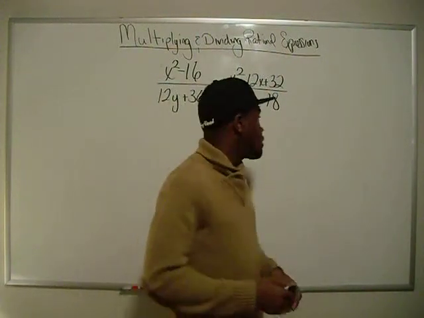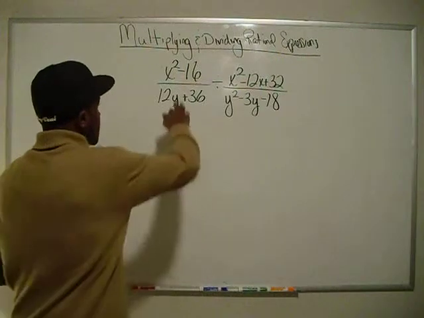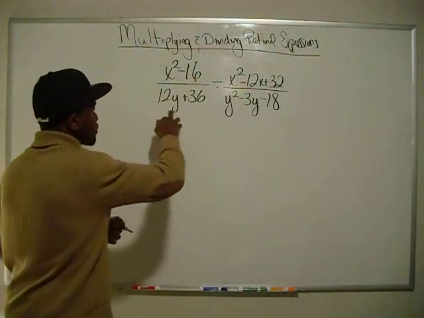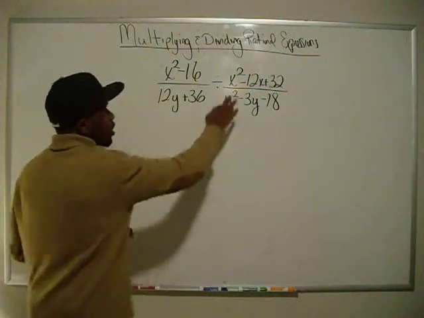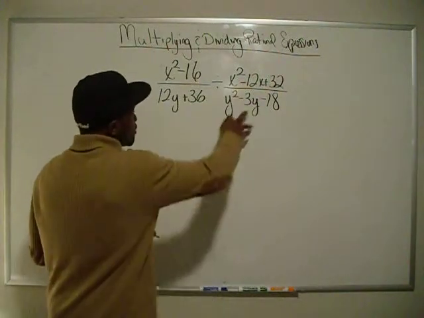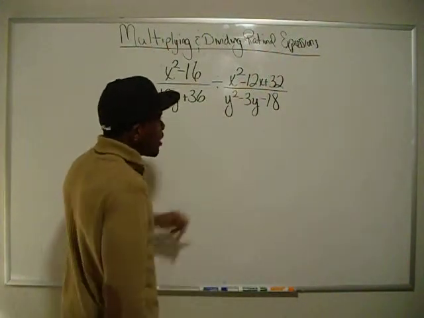Let's roll. Alright, so x squared minus 16 over 12y plus 36 divided by x squared minus 12x plus 32 divided by y squared minus 3y minus 18.